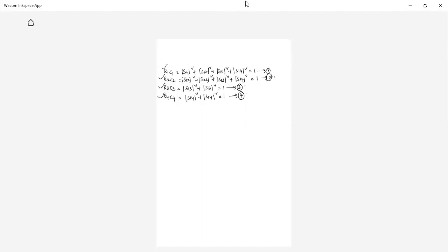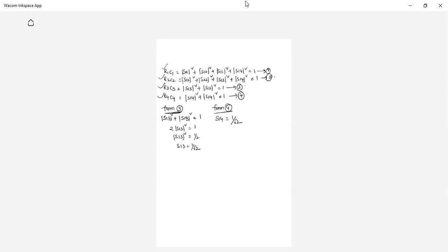Now from equation number 3, what can we write? S13 square plus S13 square is equal to 1. So 2S13 square is equal to 1. S13 square is equal to 1 by 2. S13 is equal to 1 by root 2. Similarly, from equation number 4 also, we can write S14 is equal to 1 by root 2. Now we got two things: we got S13, we got S14.